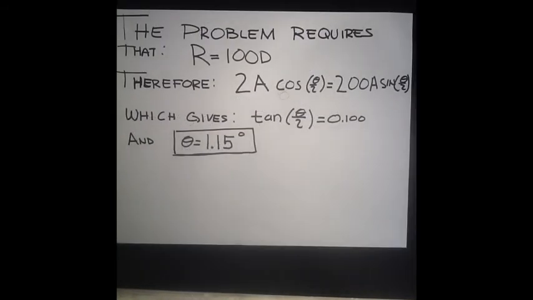Remember that the problem requires that magnitude R is 100 times larger than magnitude D. So you're going to take what you just found for R and D and plug them back in. So you should have 2A cosine theta over 2 equals 200A sine theta over 2. That will give you tangent theta over 2 equals 0.100, including sig figs, and finally you should end up with theta equals 1.15 degrees.